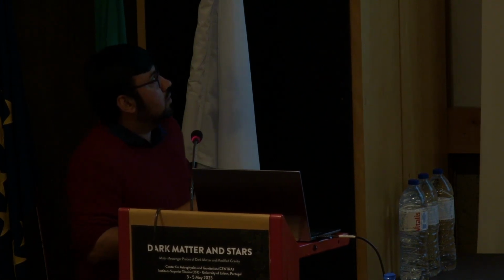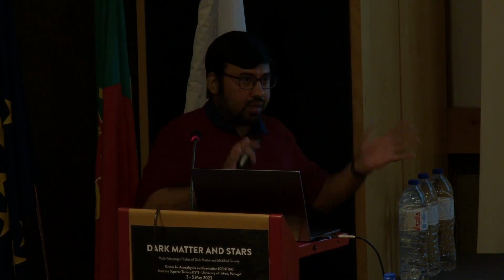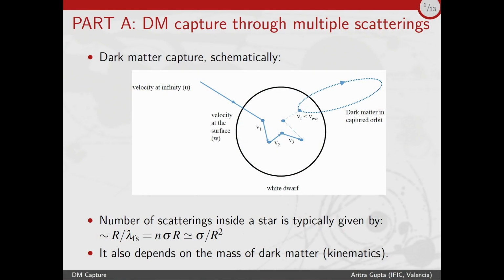By now we are all experts on dark matter capture. This is a schematic diagram. A dark matter particle comes from infinity with the halo dark matter velocity u. As it enters some celestial object, which may be anything, a white dwarf or neutron star, its velocity is w, where w squared is u squared plus the escape velocity of the object squared.